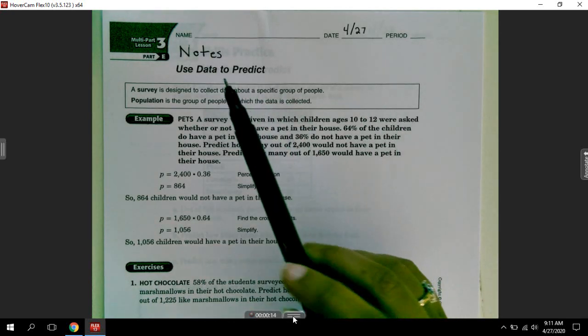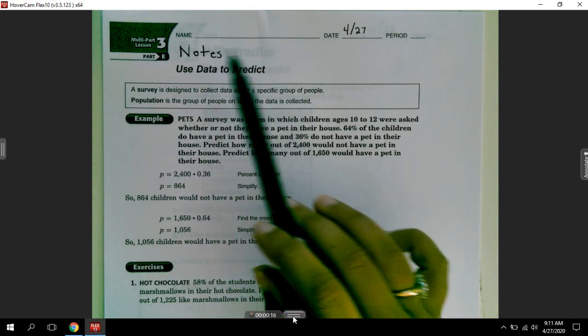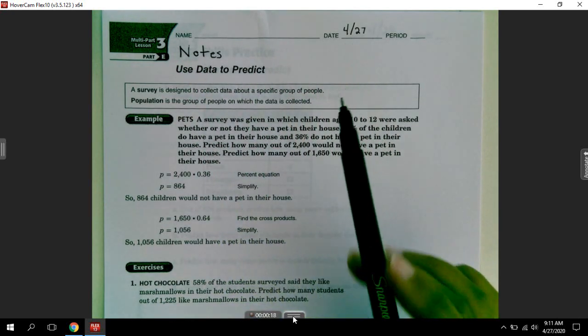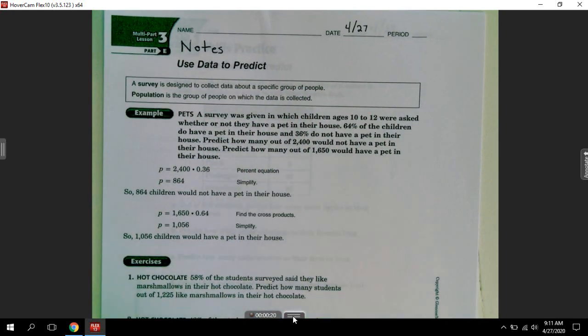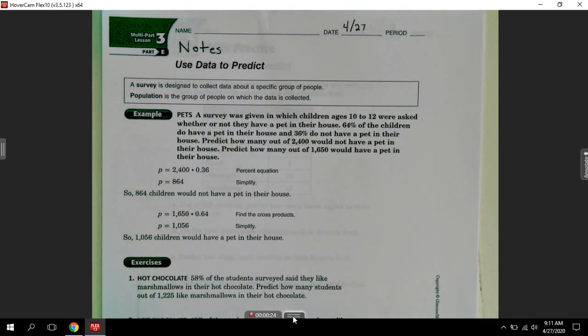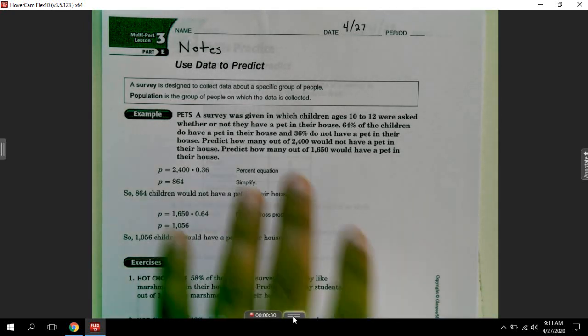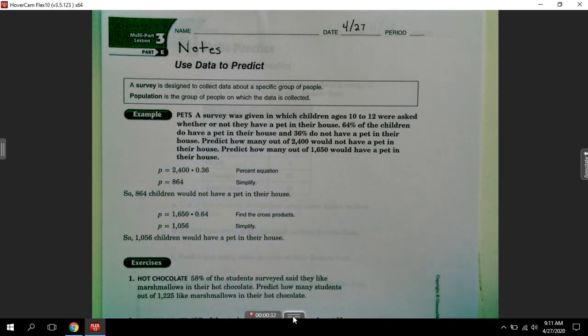This week we are using data to predict. So it's pretty simple. We also have another lesson this week. If you look through the work that I post on Google Classroom, the first 3 days go along with this lesson, and then Thursday I will post another lesson, and that goes on for Friday's work. Okay, so this is just a lesson for the next 3 days.